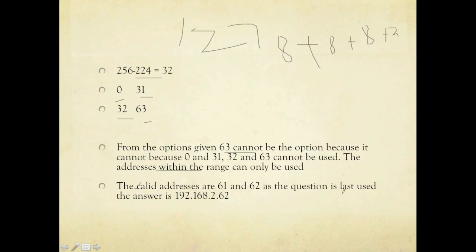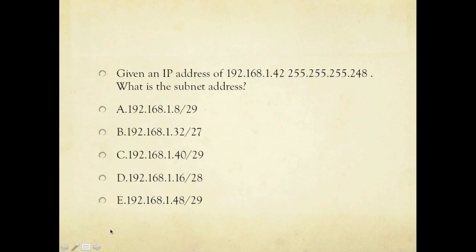So 32 is the network address. It should be between 32 and 63. The valid addresses are 61 and 62. But they ask the last usable IP address. So 61 is also correct, but from the question you can identify that it's the last usable IP address. So it is 62. Okay, now let's move on to the next question.